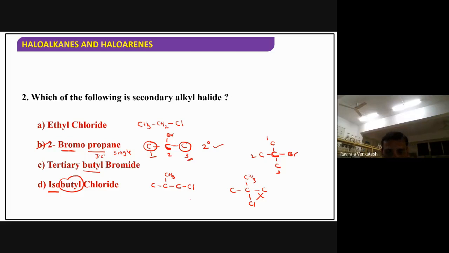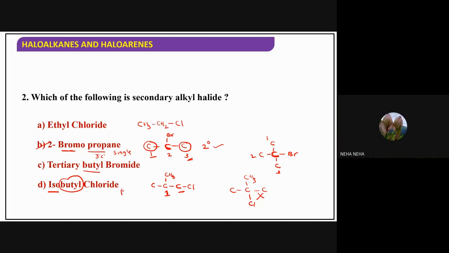Now this is a halogen bonded carbon. Bonded to how many carbons only? 1 carbon. Bonded to only 1 carbon. Now this comes under where? Which type of alkyl halide? Isobutyl chloride? Primary only. Okay.